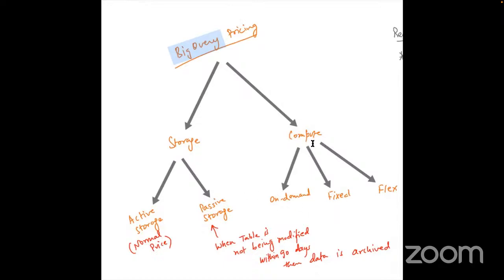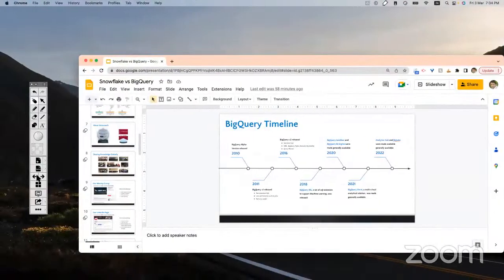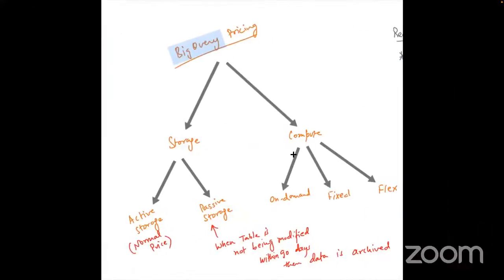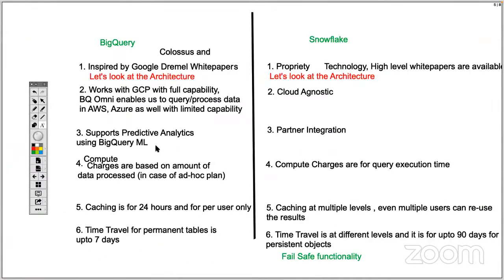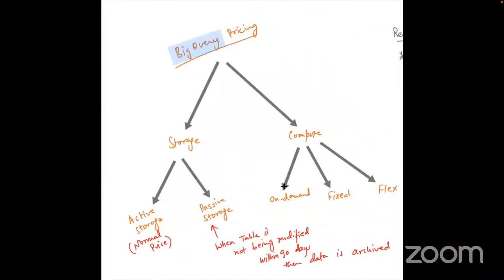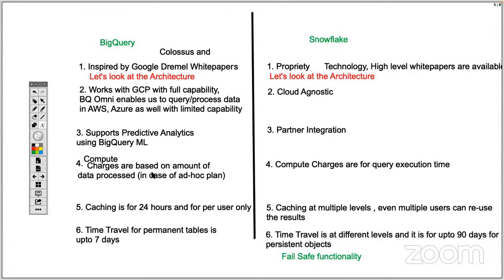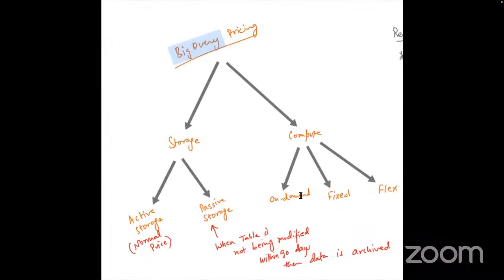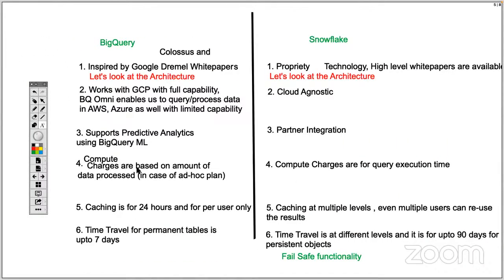Another part is compute. Within compute, we have on demand, we have fixed, we have flex. Right now, when you are looking at the whiteboard and I am writing, we are specifically talking about compute charges. Maybe we can talk about the storage also, but right now we are very clear about the specific thing that we are comparing: the pricing model for compute charges, and that too the ad hoc plan. Ad hoc plan means the on demand plan. For the on demand plan, the charges are based on the amount of data that we process.